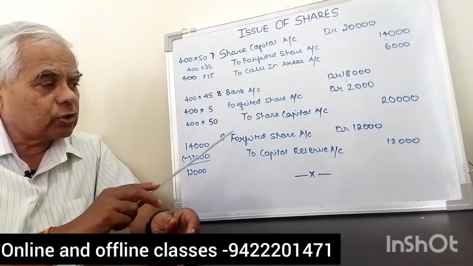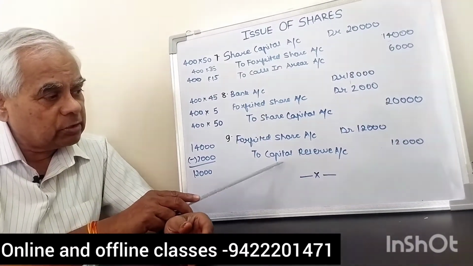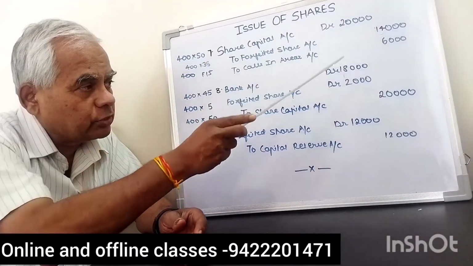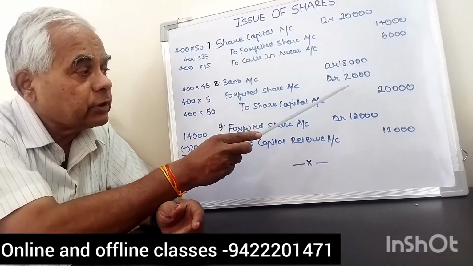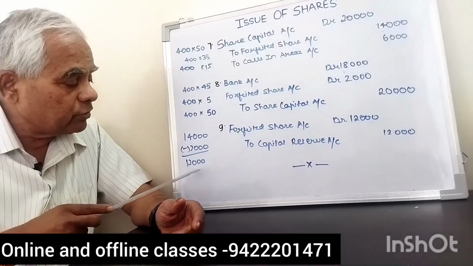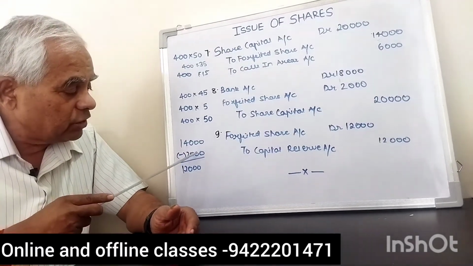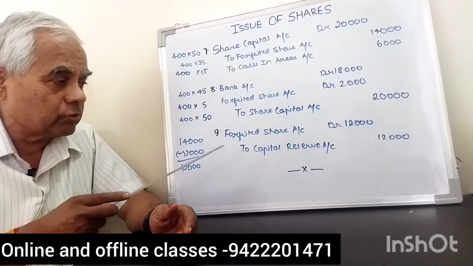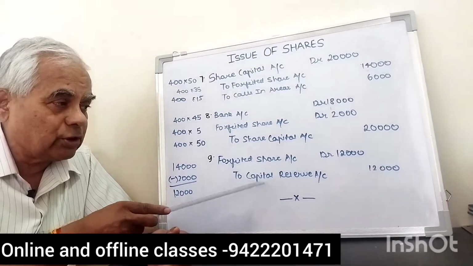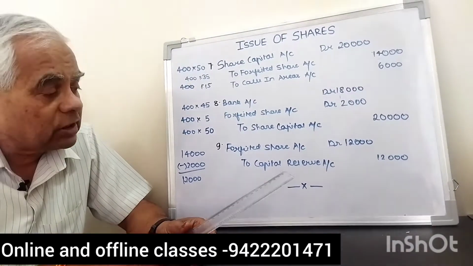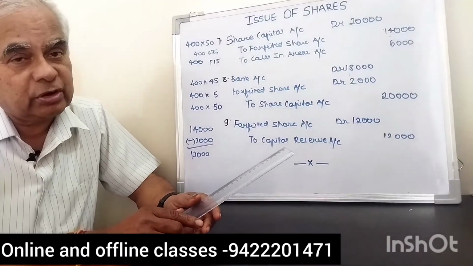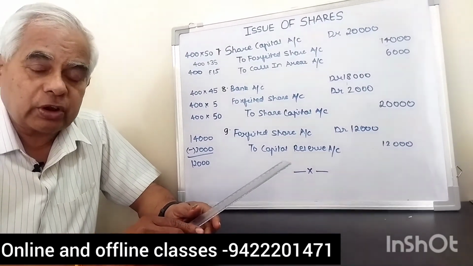Last entry, forfeited share account debit to capital reserve. Remember that here we credited forfeited shares 14,000, that is our profit. Here forfeited share debited discount, that is our loss. Net profit will find 12,000. 14,000 minus 2,000, balancing figure 12,000. That balance amount we transfer to capital reserve account. Forfeited share account debit to capital reserve, amount 12,000. Narration being balance of reissued forfeited share transferred. Okay, thank you.